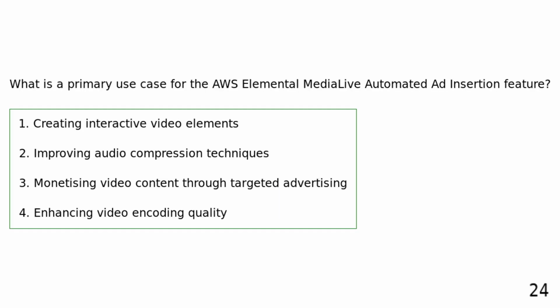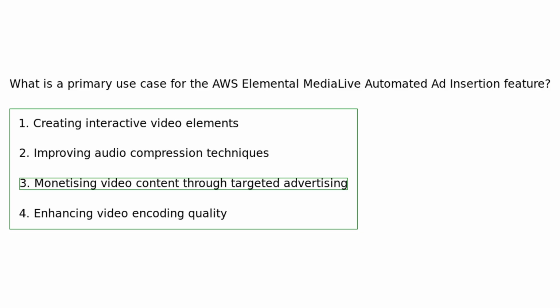What is a primary use case for the AWS Elemental MediaLive automated ad insertion feature? Creating interactive video elements. Improving audio compression techniques. Monetizing video content through targeted advertising. Enhancing video encoding quality. The automated ad insertion feature in AWS Elemental MediaLive is commonly used to monetize video content through targeted advertising, allowing users to insert ads into live video streams at specific times.